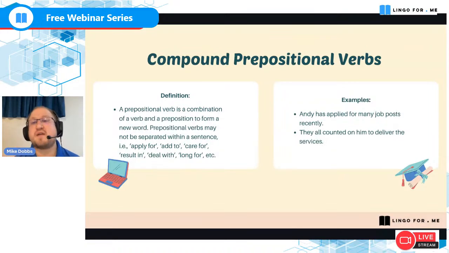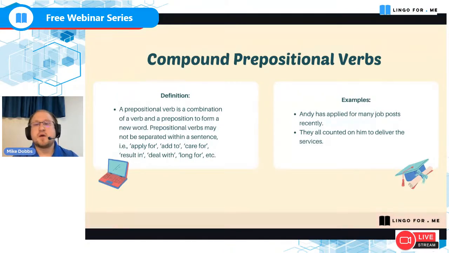we have apply for. If you apply for a job, that means you would request to be hired or request to receive something. So maybe you're going to university and you're looking for scholarships or money to help pay for university, you could apply for scholarships. Add to just means to add more or in addition to. We have care for, so that's when you look after or you take care.